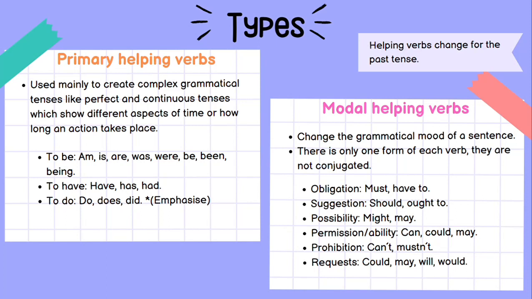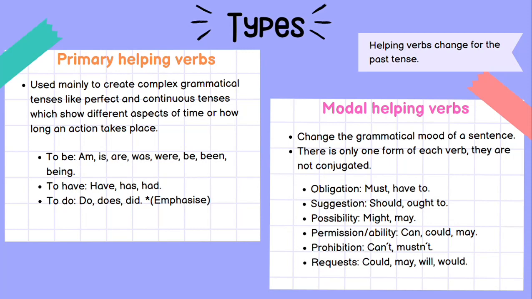The first one is the primary helping verbs that are used mainly to create complex grammatical tenses, for example, perfect and continuous tenses, which show different aspects of time or how long an action takes place. We have here the specific verbs for to be: is, are, was, were, be, being, and been. For the verb to have, we have have, has, and had. And for to do, we have do, does, and did.